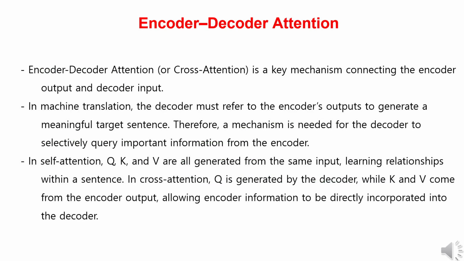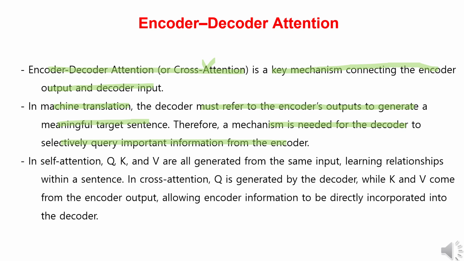In a transformer, encoder-decoder attention, also called cross-attention, is a key component that connects the encoder's output with the decoder's input. In tasks such as machine translation, the decoder cannot produce a meaningful translation unless it refers to the semantic information extracted from the input sentence by the encoder. For this reason, the decoder needs a mechanism that allows it to selectively attend to the important information in the encoder's output. This becomes clearer when we compare cross-attention with self-attention.